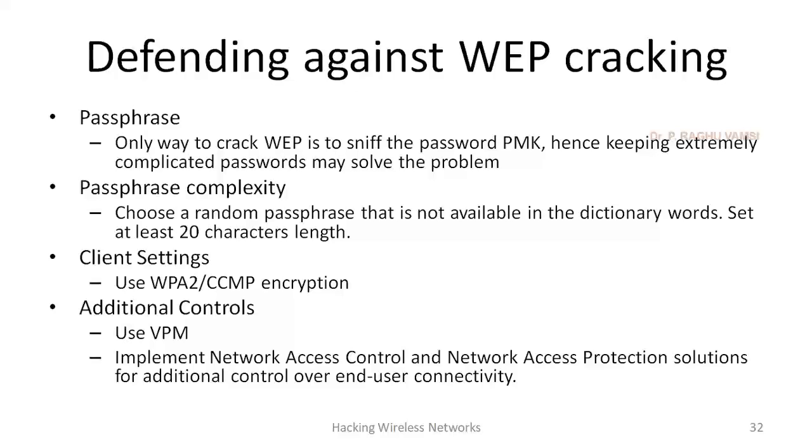Okay. Client settings. On the client side, don't use WEP. Better you use WPA2 with CCMP or WPA2 with PSK encryption. An additional control is to use a VPN, that is a virtual private network. Basically, a virtual private network will give you IPsec and related things, and implement network access control and network access protection solutions for additional control over end user connectivity. But ultimately, the entire WEP works on the passphrase and the complexity of the passphrase.